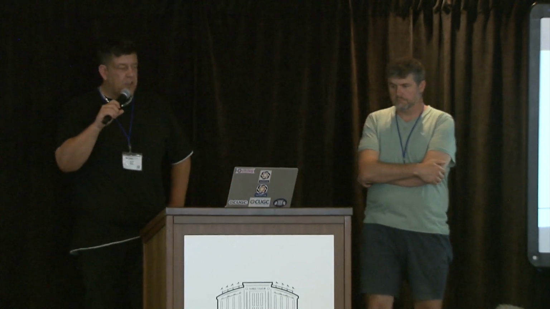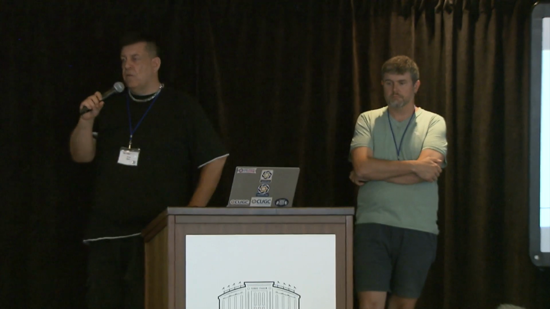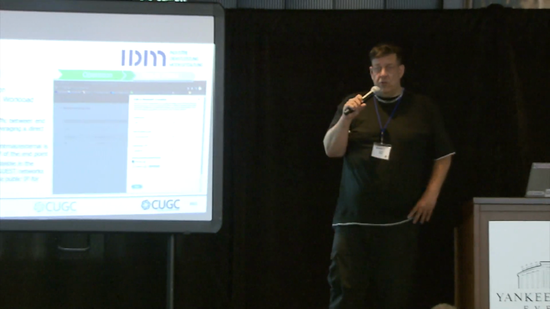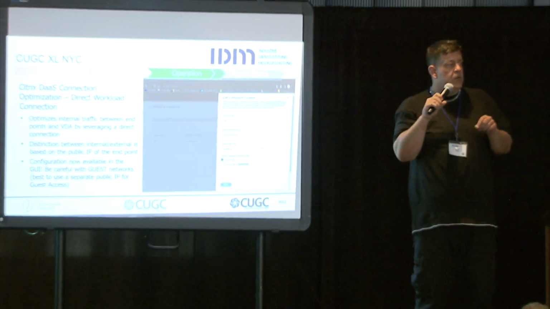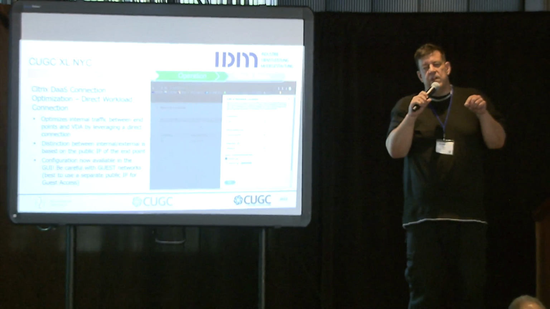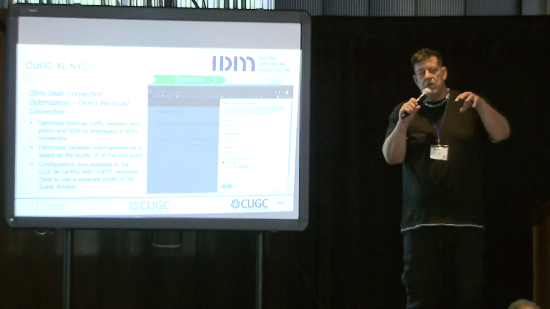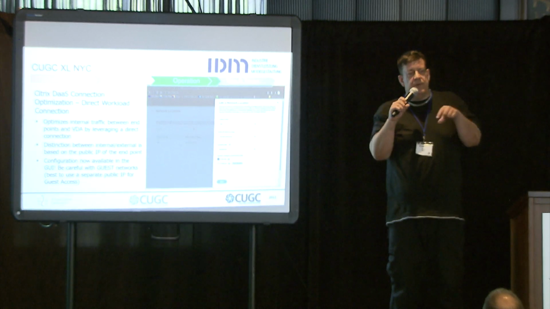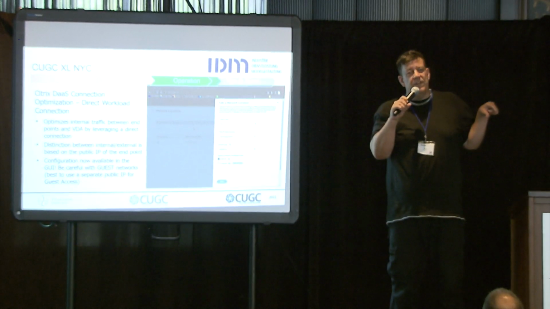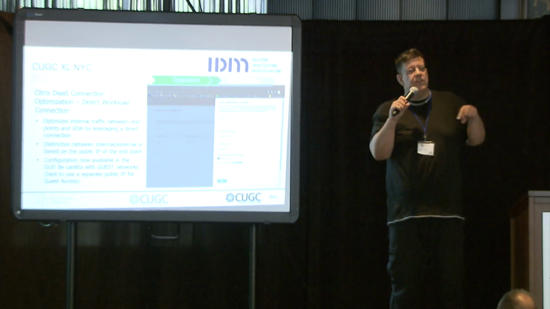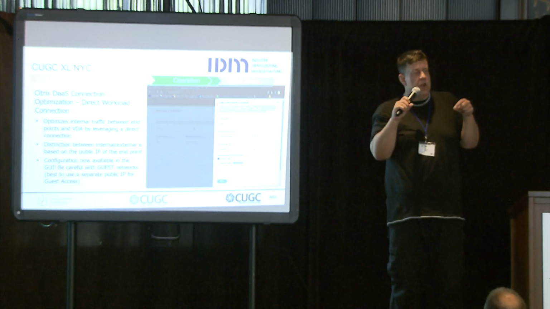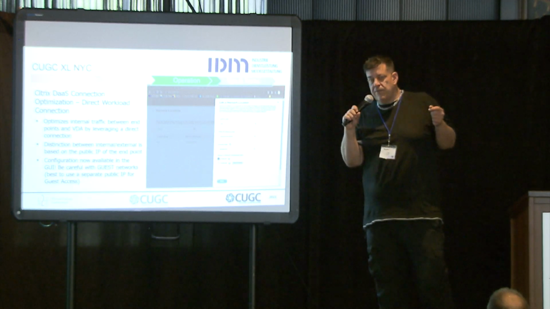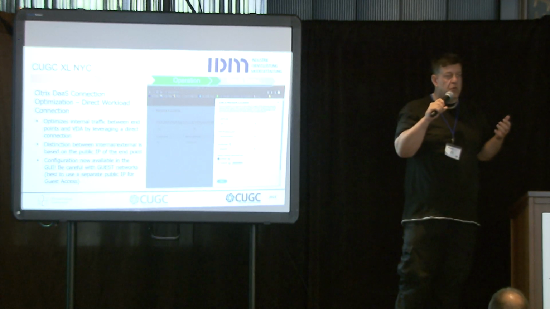So, Citrix DaaS connection optimization, we make use of direct workload connections. That's a technology that allows you to directly connect your end users working on machines within your network perimeter, where they have direct access to the workloads without going through the gateway service. So basically, your connection is local. And how does the service know if you're working from home or at the campus?